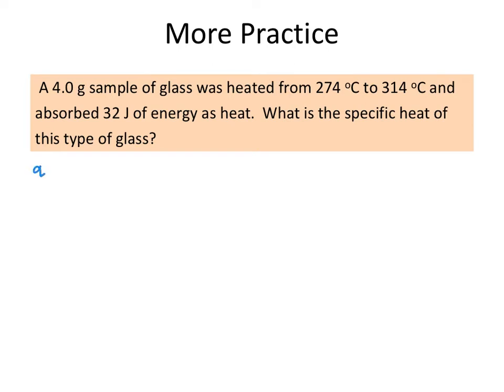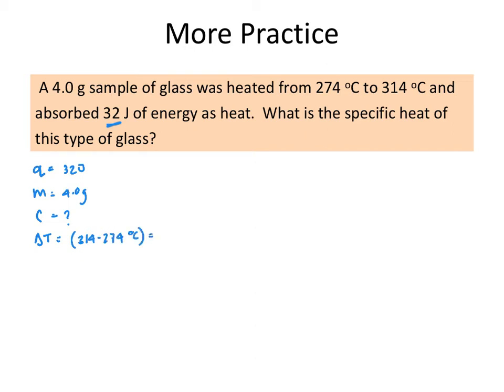Okay, so once again, we know we're going to be using our MC delta T. Okay, Q, they've provided that for us. Okay, they told us that it absorbed 32 joules of energy as heat. Okay, so 32 joules, right? Our M, they gave us our 4 grams. Specific heat capacity is what they've asked us to solve for. And the delta T is, once again, our final minus our initial.